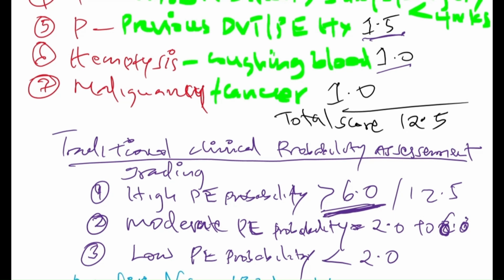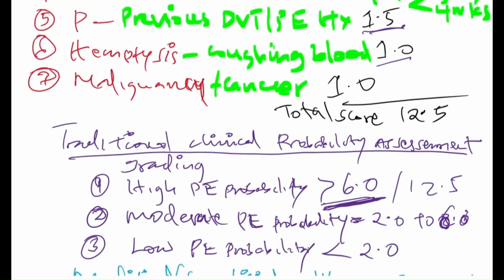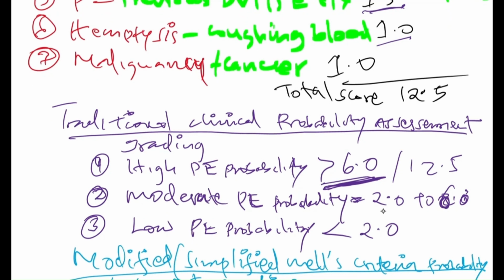But the aim of writing these scores is that if the patient has a high probability, we won't bother going to the PERC rule, but instead we will just go to the D-dimer test and the confirmatory test, the CT pulmonary angiogram. If the patient has moderate probability or low probability, that's a score of 2 to 6 or less than 2, we will go to the PERC rule.